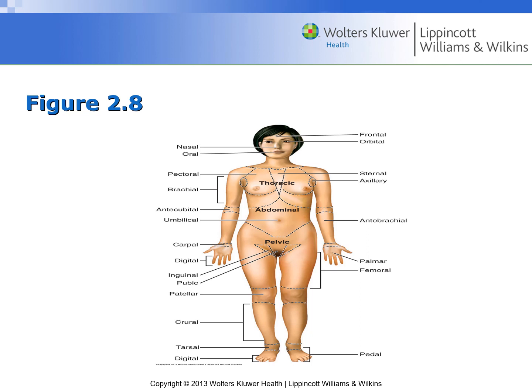And then over to the right-hand side, we see the frontal and orbital cavities. We see the sternal, we see the axillary, the antebrachial, the palmar, the femoral, and we see the pedal. So these are all things that we can see from the frontal view, or the anterior view. Well, I guess I can still say frontal, but anterior view is probably the more correct term to use here.